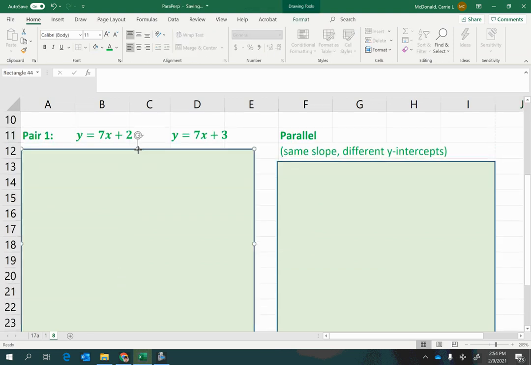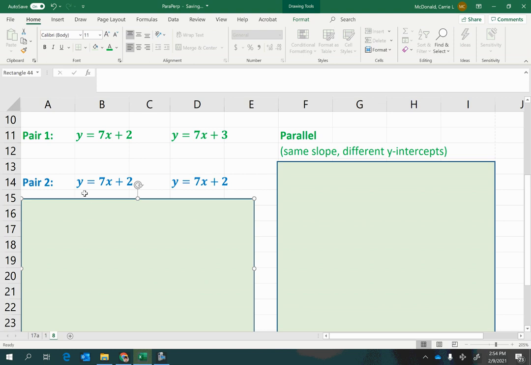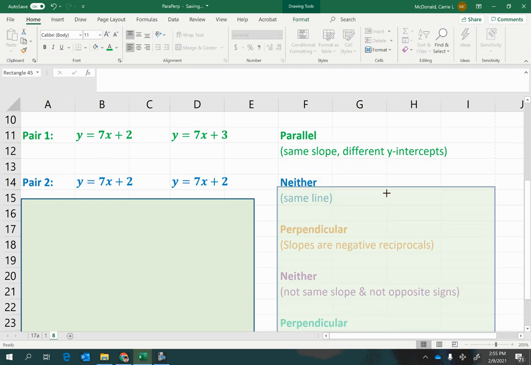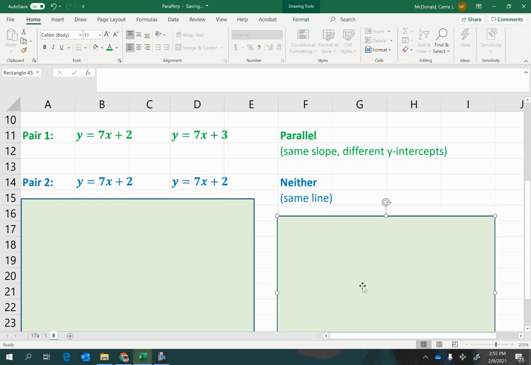Let's look at another example. We have y = 7x + 2 and y = 7x + 2. So notice again, we do have the same slope, but be careful to always remember to look at the y-intercepts. And since these have the same y-intercept and the same slope, they are not parallel. They are actually the same line, which means they're not parallel, because parallel lines run side by side, which means they have the same rise over run, but they never touch. And if they were the same line, they would be touching everywhere.